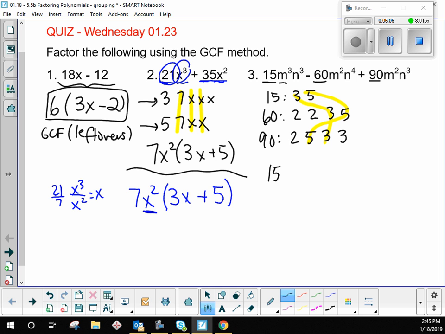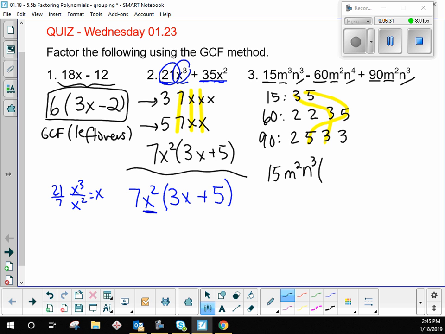Looking at the m's first, what's the most m's they all have? 2. So that's my GCF. And then looking at the n's, what's the most n's that they all have? 3, right? Because that one has 4, but those only have 3. So in common, they only have 3 n's. And then the leftovers go in parentheses.